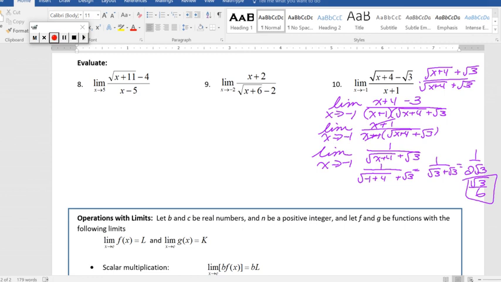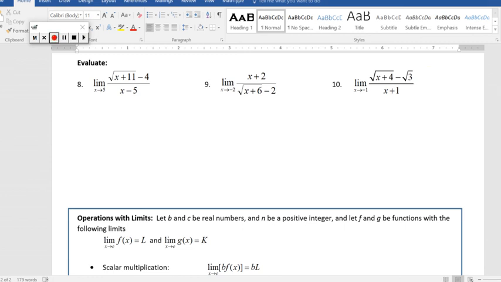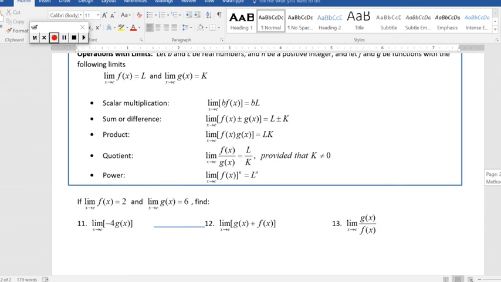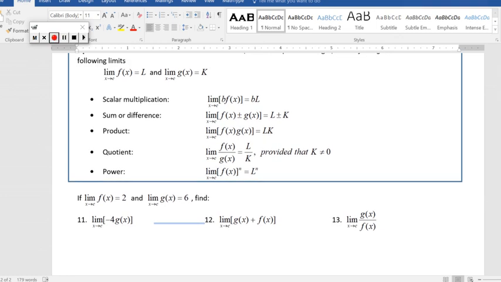All right, and lastly, we have some properties here with our limits. You can read through them yourselves. What I'm saying here is the limit of function f as it approaches some constant is going to give me a value L. The limit here for g of x is going to give me some numeric value k.